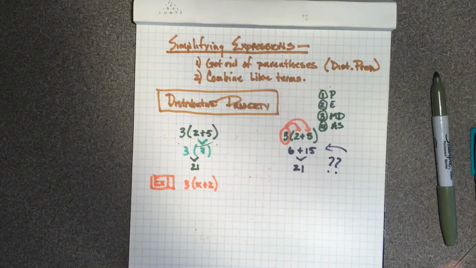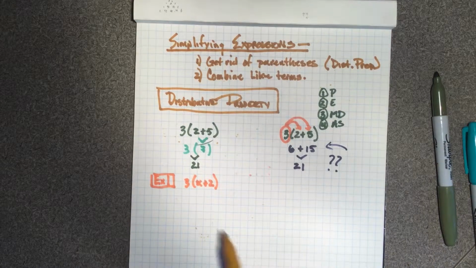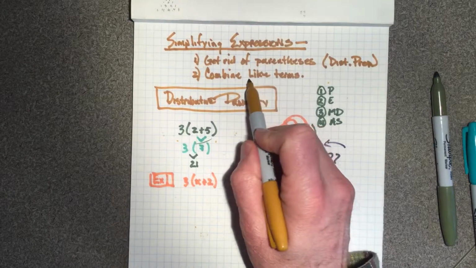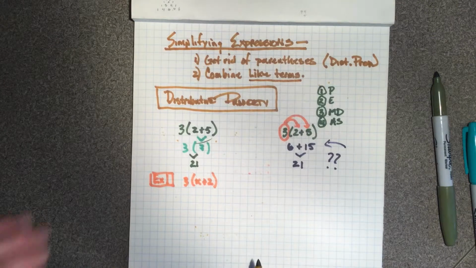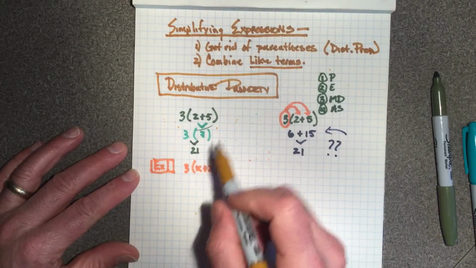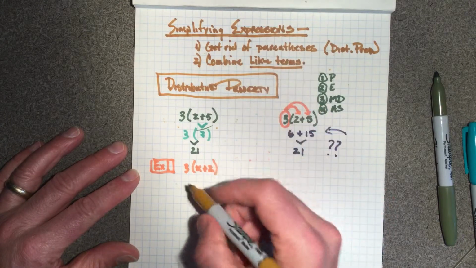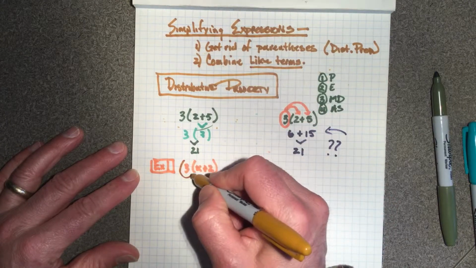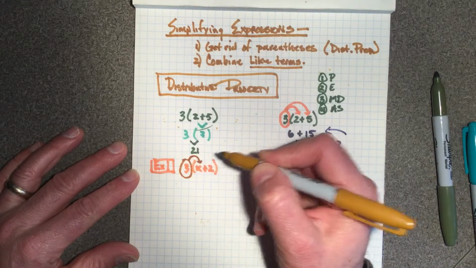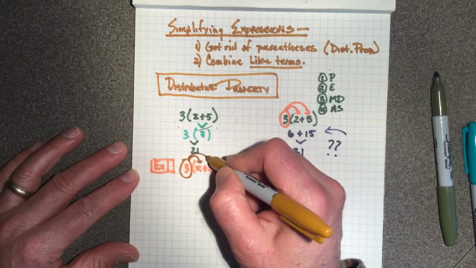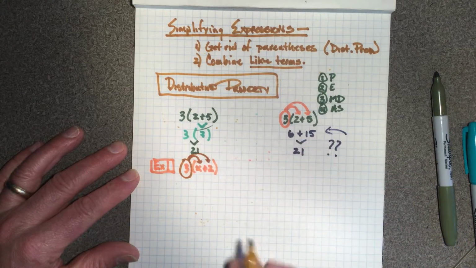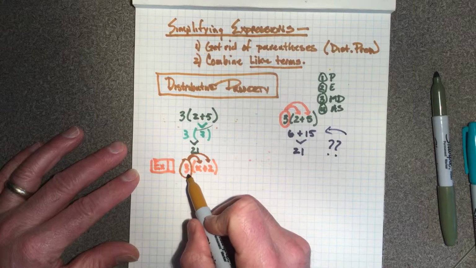You can see this problem's a little different because we have a variable in it, and we cannot add x plus 2 together because they are not like terms. Like terms have to have the exact same variable. So I want to get rid of parentheses, and the way I'm going to do that is use the distributive property. I'm going to distribute the 3 to the x, and I'm going to distribute it to the 2.